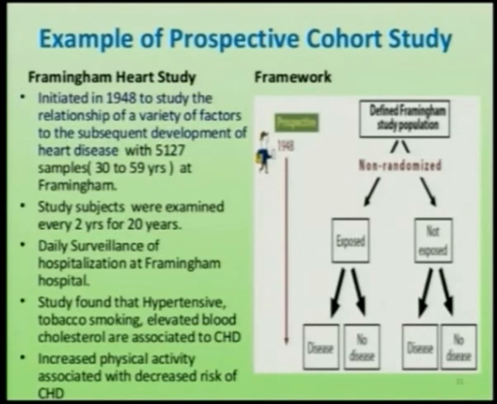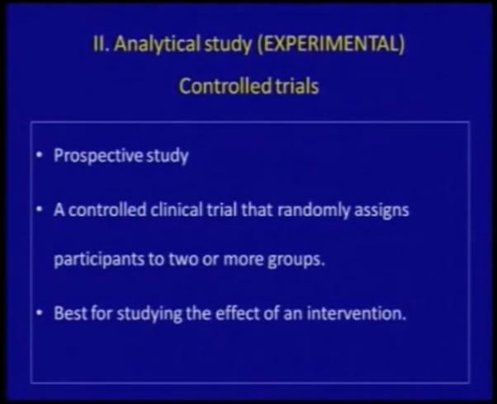5,127 patients over a period of 20 years. So every 2 years they studied the patients to see how many of them are going to develop a cardiac event. So based on the risk factors like how many had hypertension, how many were smokers, how many had hypercholesterolemia, they found out these are the risk factors related to the development of heart disease. And they also found that patients who were physically active didn't develop cardiac disease.